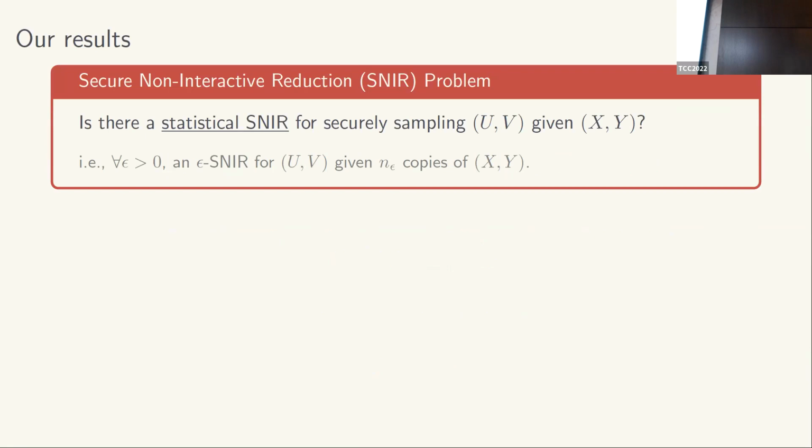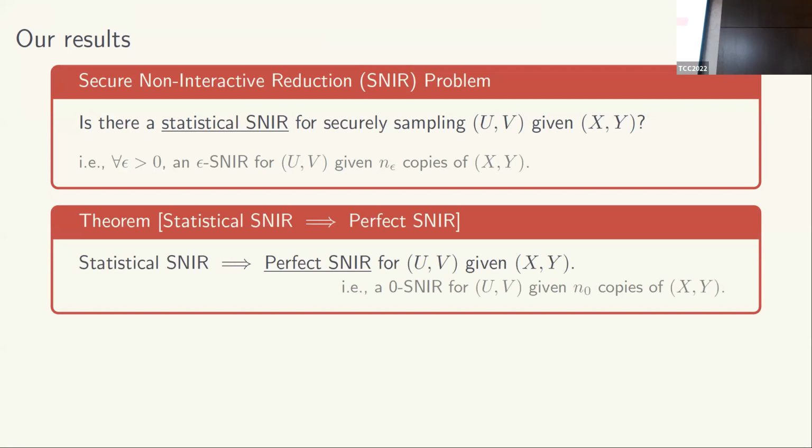So we are given two correlations, a source correlation and a target correlation. That is, the source correlation is (X, Y) and the target correlation is (U, V). And we want to know whether there is a statistical SNIR for securely sampling UV given XY. More formally, we want to know whether for every positive epsilon, there exists an epsilon-SNIR that securely samples UV given n_epsilon copies of XY. When we say epsilon-SNIR, we mean an SNIR with at most epsilon correctness and security error. And think of this n_epsilon as an arbitrarily large number.